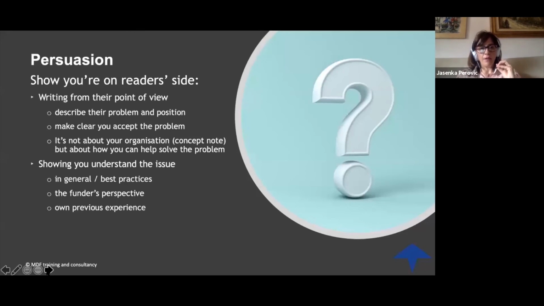Some final tips in persuasion: show you are on the reader's side, try to write from their point of view, describe their problem, make clear you accept the problem, and show you understand the issue. In general, think about best practice, the founder's perspective, and the experience you own from before writing. All of these additional elements I tried to share with you, and I think they can help you sharpen your idea and make the concept note of the best possible quality.